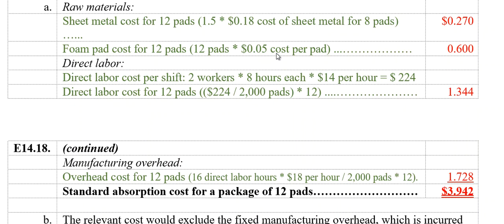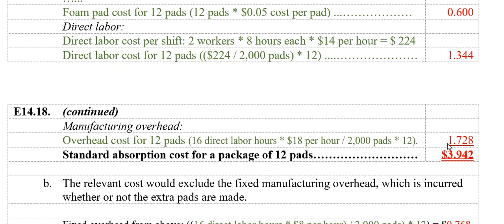When we make a cost for 12 pads, this is also a batch of 12. And what we're doing is we're just multiplying them out here. So if we do that, we get these numbers. For direct labor, we've got this $14, and we've got to use that for 224, and then we've got 2,000 pads times 12. So we're coming up with a direct labor cost for 12 pads, and these numbers are given to us.